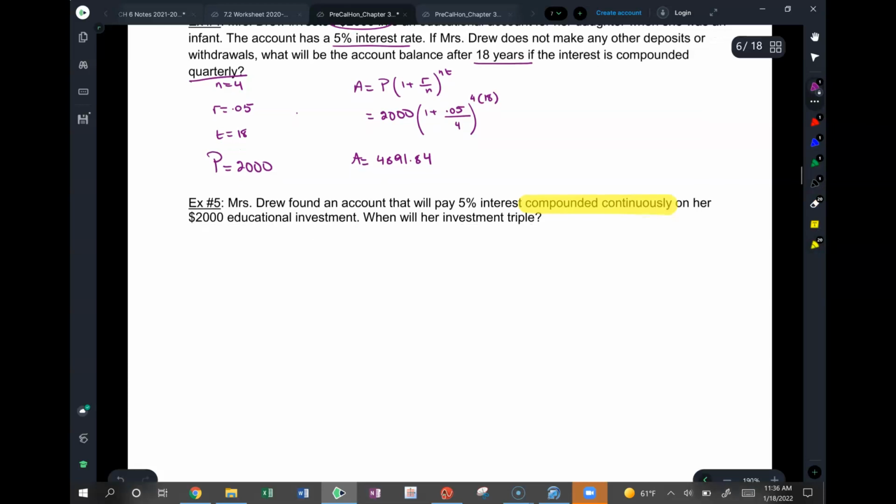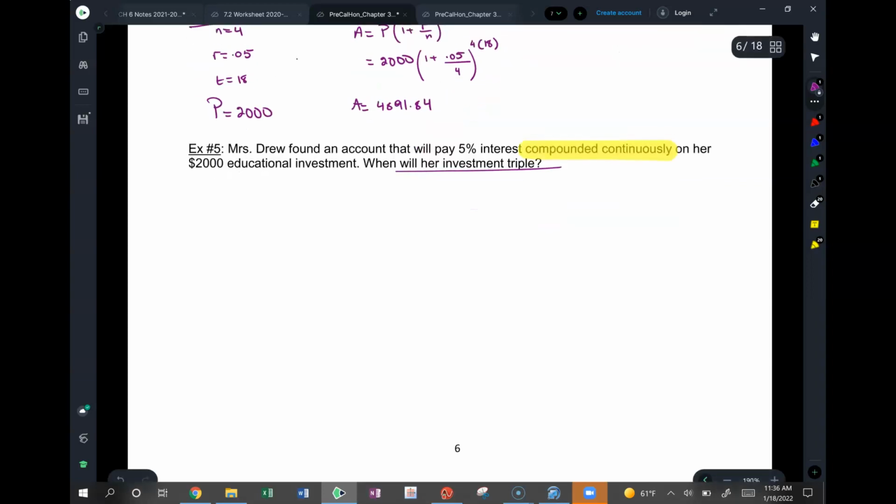Now the question is, when will her investment triple? So now we're going to be using this formula. P was 2,000.